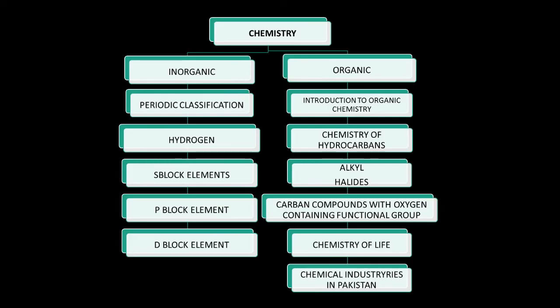Now if you go through the course outline, your second year chemistry book has been divided into two parts, the organic and the inorganic chemistry. We have a total of 13 chapters, out of which chapter number 1 to chapter number 6 would be studied under the inorganic chemistry, whereas chapter number 7 to chapter number 13 would be studied under the organic chemistry. I have mentioned the chapters as they are divided, and you can also see that from your book.